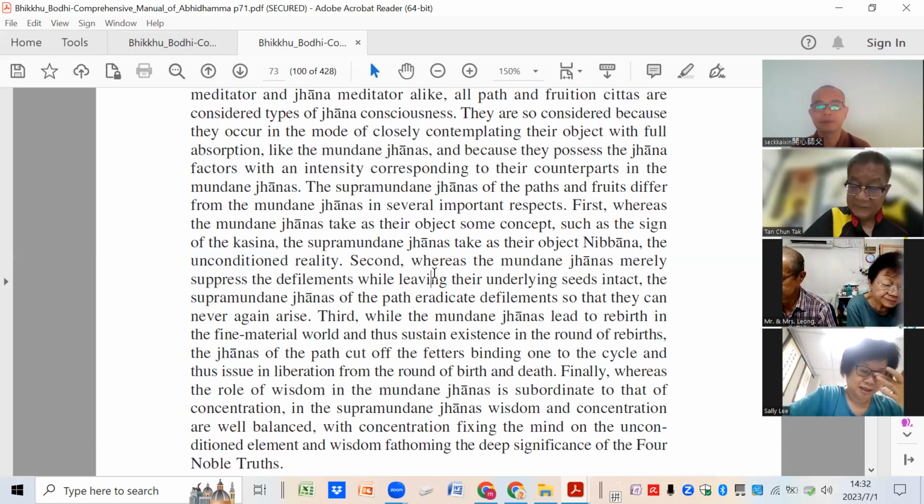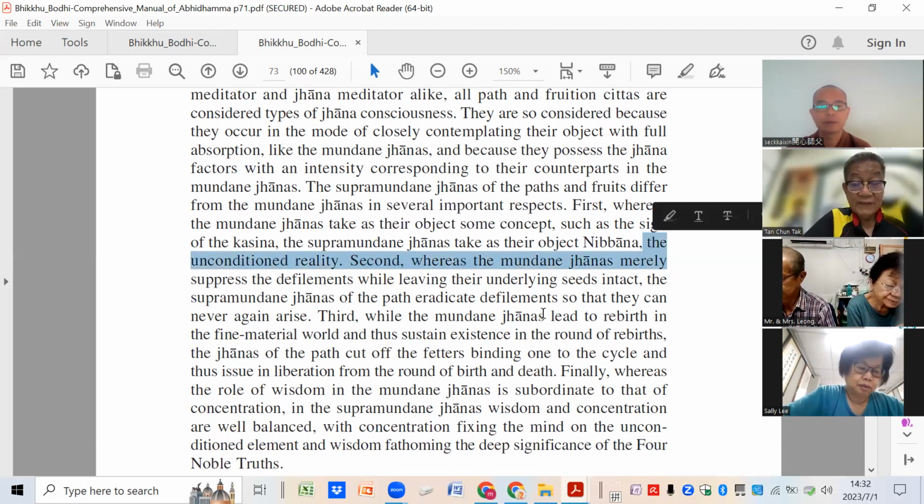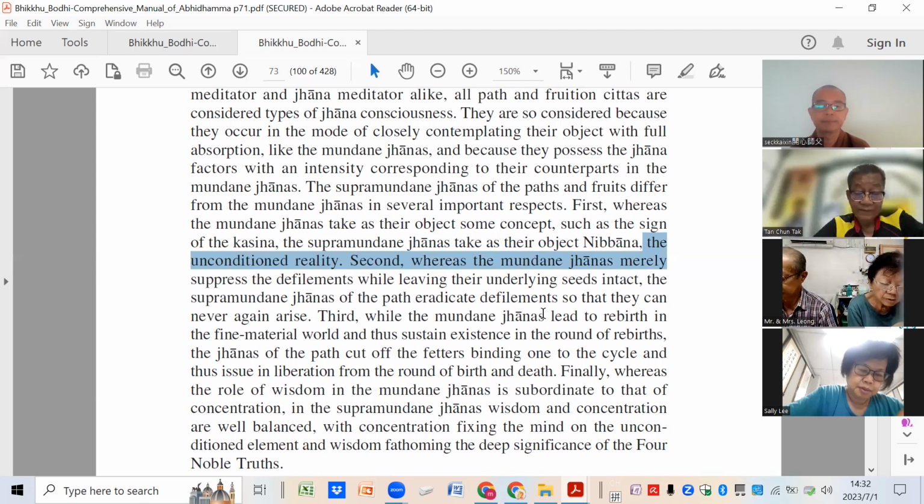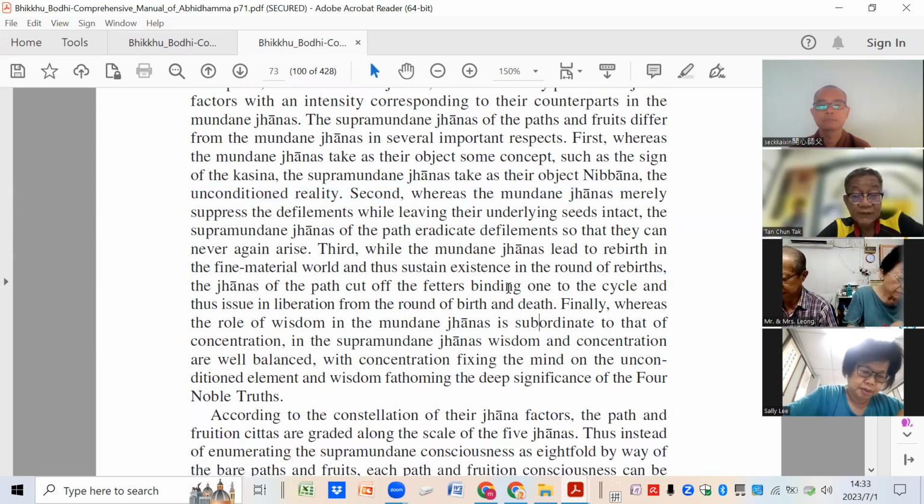The supramundane jhana takes as its object the nibbana, the unconditioned reality. Second, whereas the mundane jhana merely suppress the defilements while leaving their underlying seeds intact, the supramundane jhana of the path eradicate defilements so that they can never again arise. Third, while the mundane jhana lead to rebirth in the fine material world and thus sustain existence in the realm of rebirth, the jhana of the path cuts off the fetters binding one to the cycle and thus issues in liberation from the realm of birth and death.